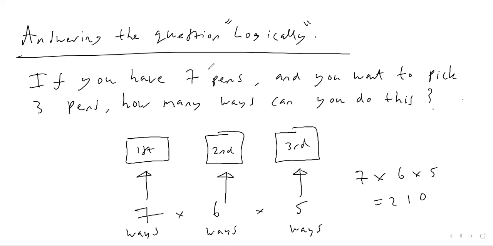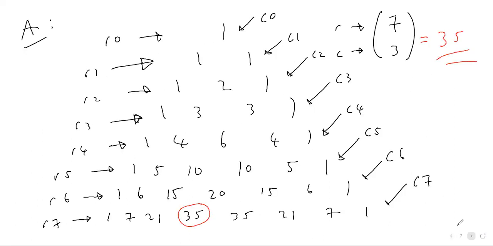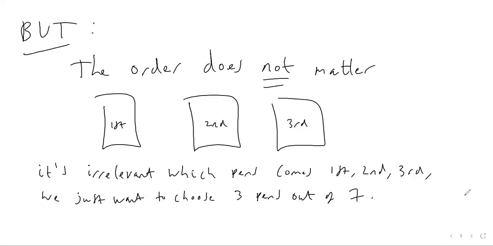So in this question here, when we did the logical thinking, the order did matter. I actually made the order matter because I said, how many ways can we pick the first pen to go there, the second pen to go there, the third to go there? So when we did this calculation, the order did matter. But really, in this real life example, it doesn't matter which order you pick the pens in. It doesn't matter whether you pick red, green, or blue first, or as I said, green, blue, red. The order is irrelevant. As long as we just pick 3 pens, that's all we care about. So it's irrelevant which pen comes first, second, third. We just want to choose 3 out of 7 pens. That's all we want to do.